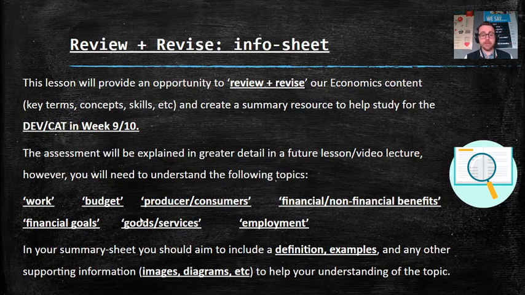So in your summary sheet, you should aim to include a definition, an example or two of those different topics, and any other supporting information. So it could be images from the textbook, it could be images that are just connected to that topic that help you remember it or understand it. It could be a few diagrams, something like that, to help you understand the topic.